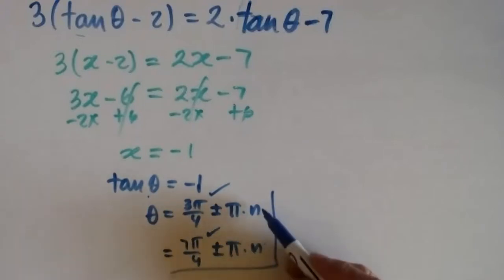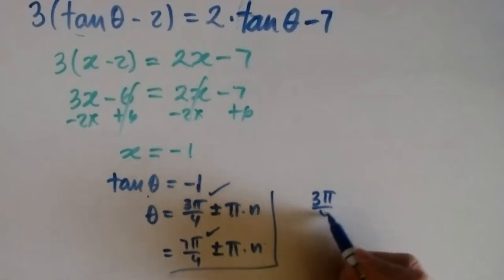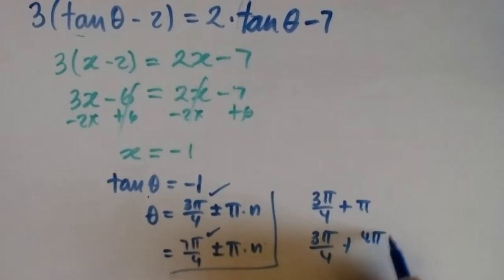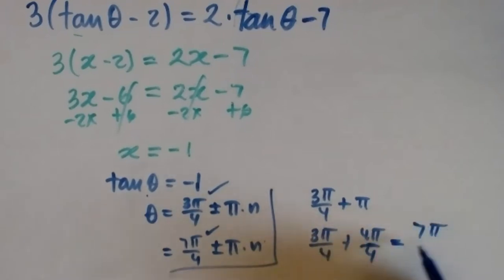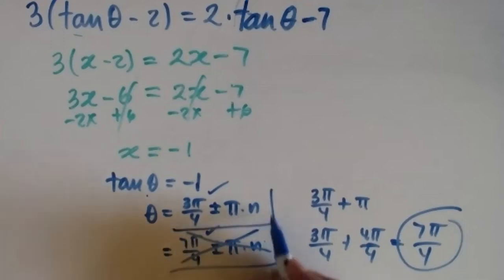Possibly one of these could be in this one, I don't know, but it's possible. For instance, 3 pi over 4 plus pi. I'm going to do my fractions. 3 pi over 4 plus 4 pi over 4. Use the common denominator. This is 7 pi over 4. This is exactly this one. So this set right here is contained right here. So I don't have really to consider this one, only the first one.